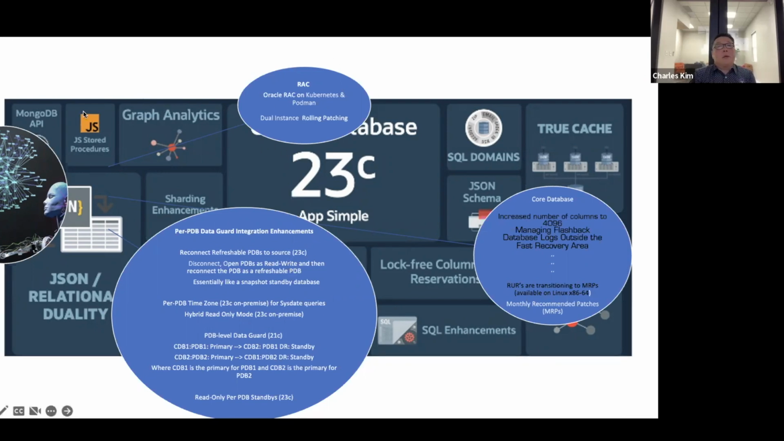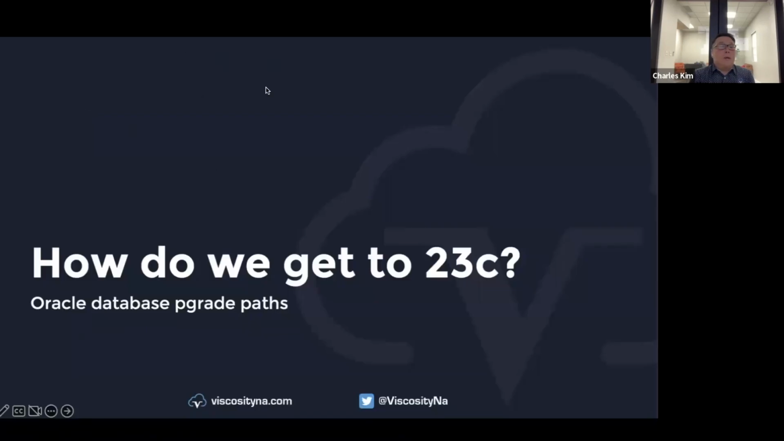Next slide, Monica. All right, so how do we get to 23C? One of the announcements that was made is that to get to 23C, you must first upgrade to either 19C or 21C, which is depicted on the next slide.